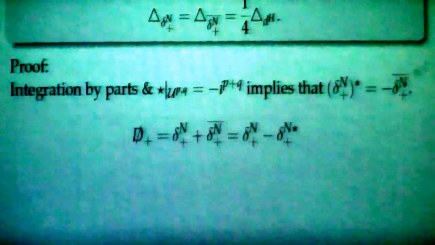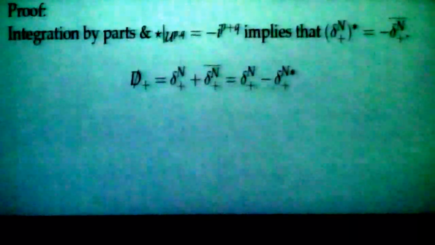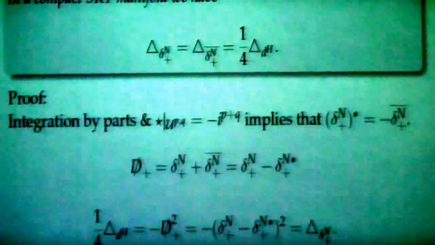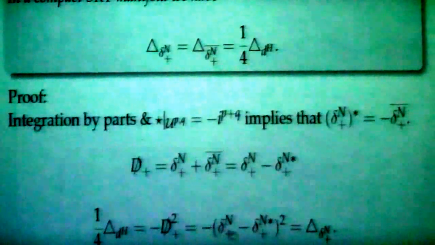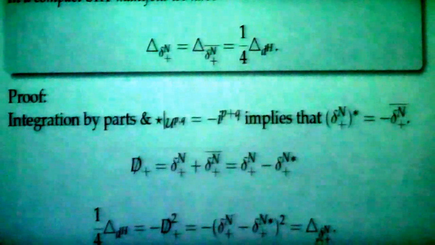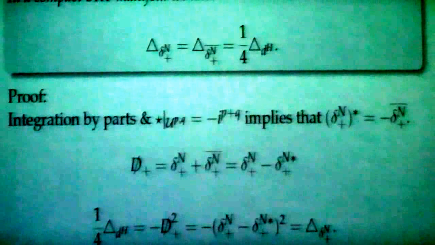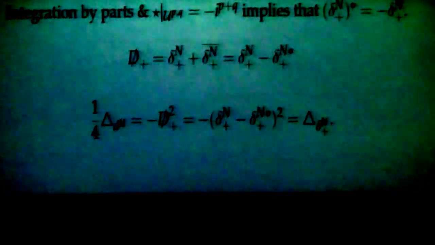And from this result we see that delta plus bar is just minus delta and star. So D plus squared, on the one hand, is the Laplacian, and on the other hand is just the square of this thing here, which is just the Laplacian for delta n plus. It's a very simple proof, just a matter of looking at the correct operators.